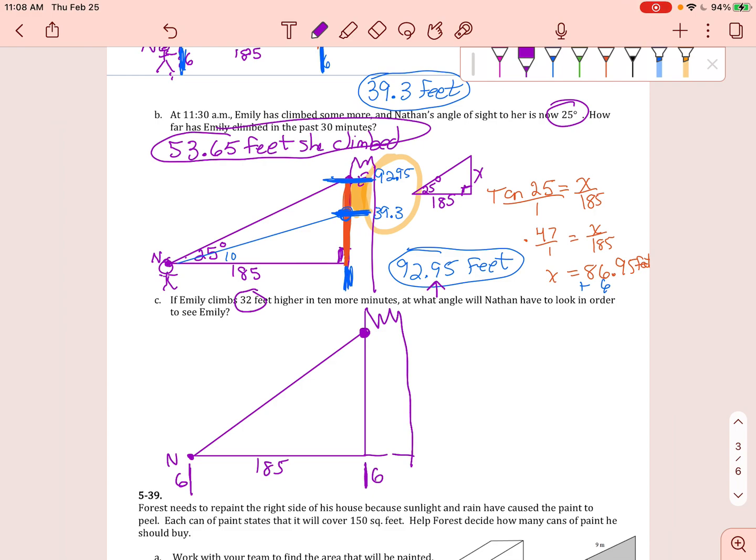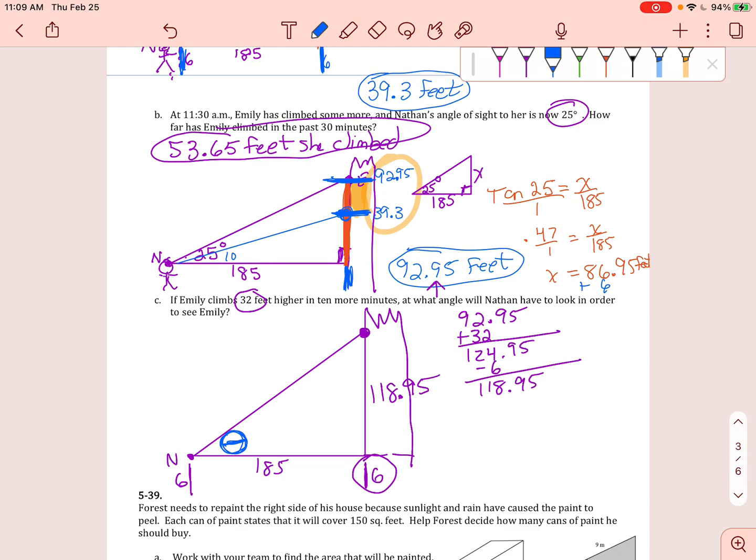So she climbed 32 feet higher, so 92.95 plus the 32 extra feet. But then again, we have to subtract off this 6 feet to just work with our triangle. So we're working with about 118.95. So she is 118.95 feet above his sight line. And they're asking us to find his angle, which is theta, right here.